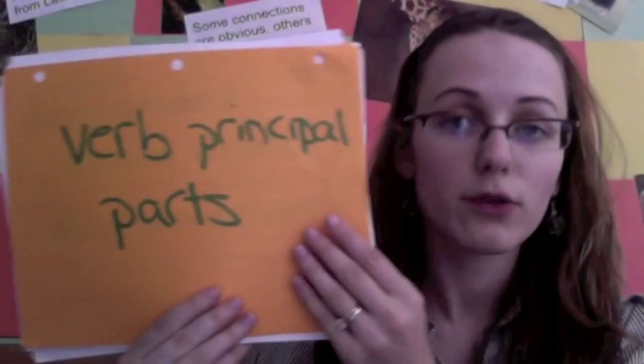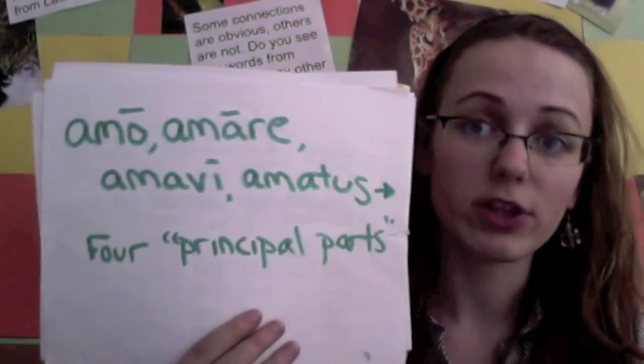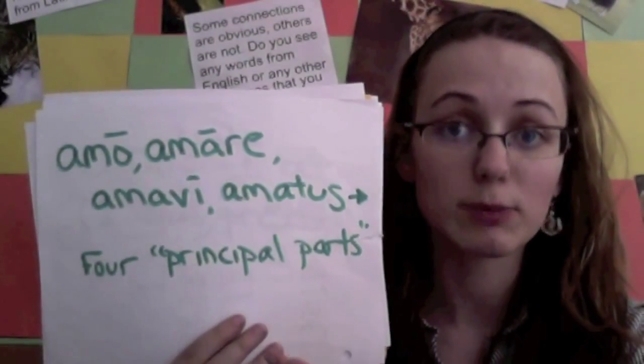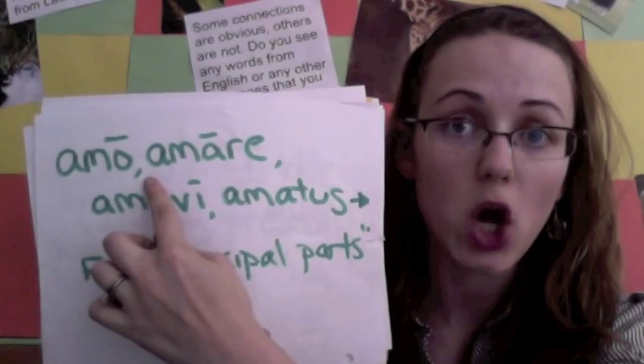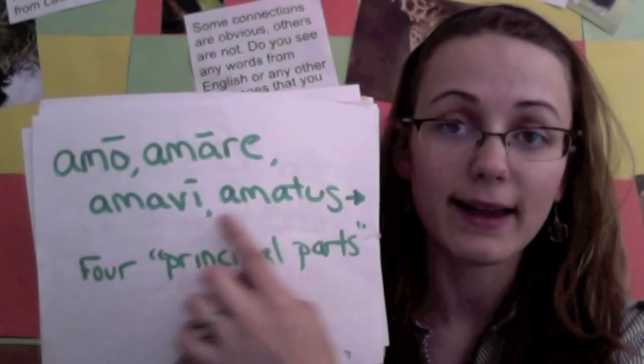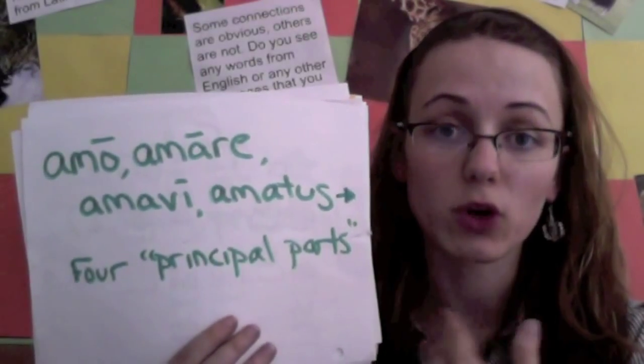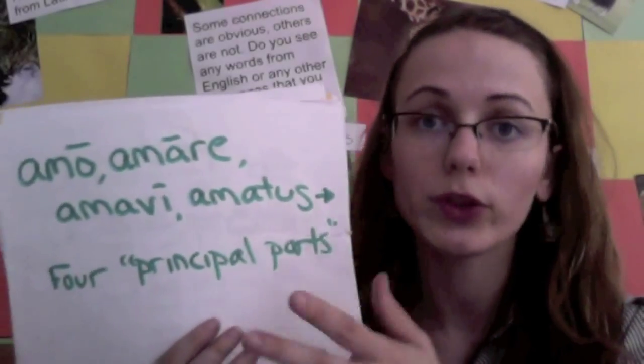Just to summarize so that you can double check your notes, this is what we went over tonight. We went over verb principal parts, and we talked about how when you look a verb up in the dictionary, there tend to be four forms known as principal parts. It tends to end in an o, an re, an i, and a us, and again, those forms are called principal parts, and they each have their own use.